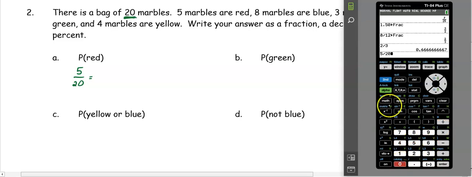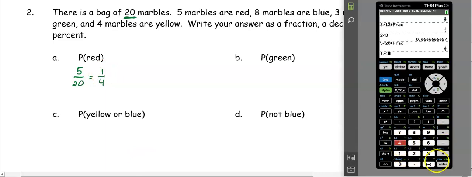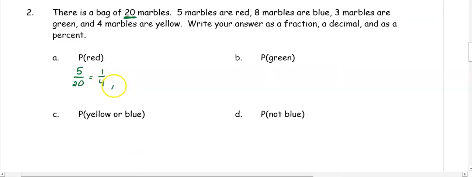So 5 divided by 20, math, enter, enter. That reduces to 1/4. 1 divided by 4 is 0.25 as a decimal, which would be 25%.